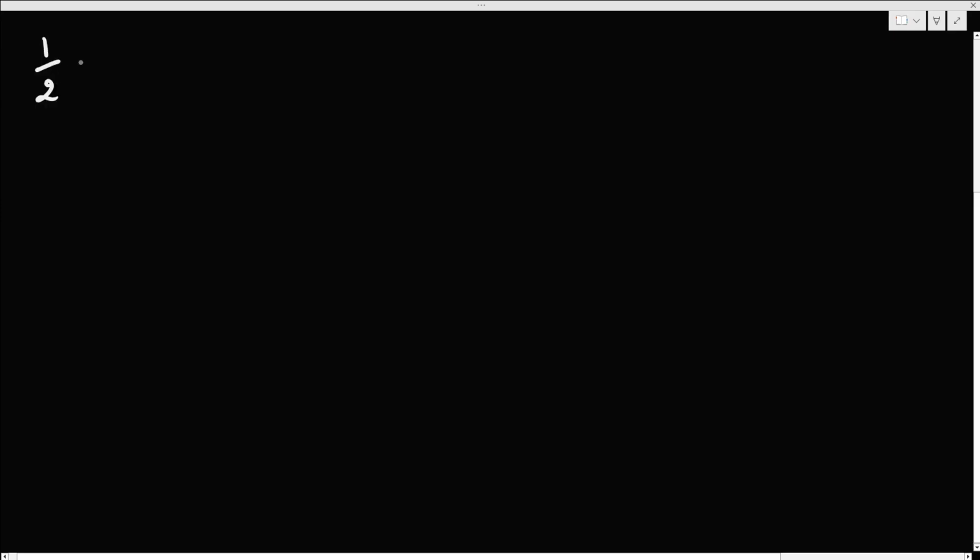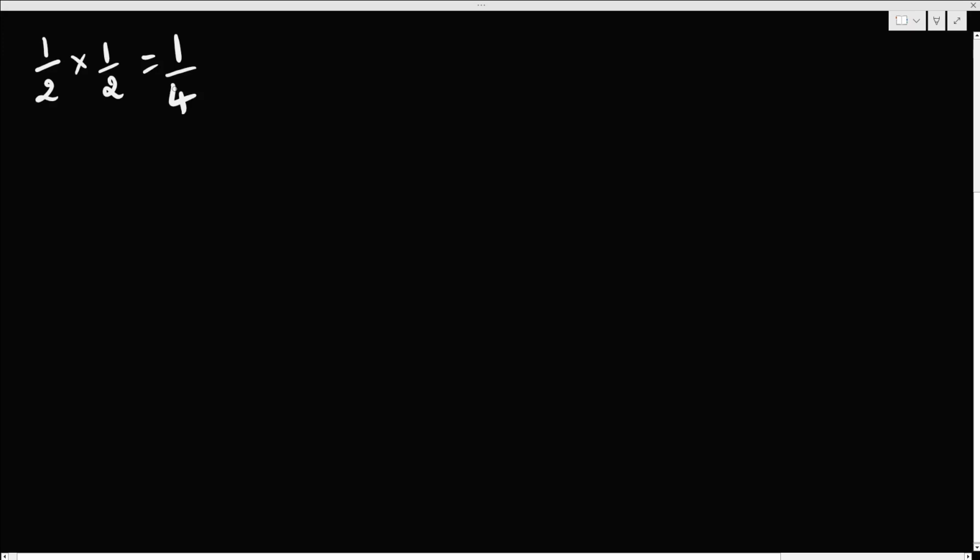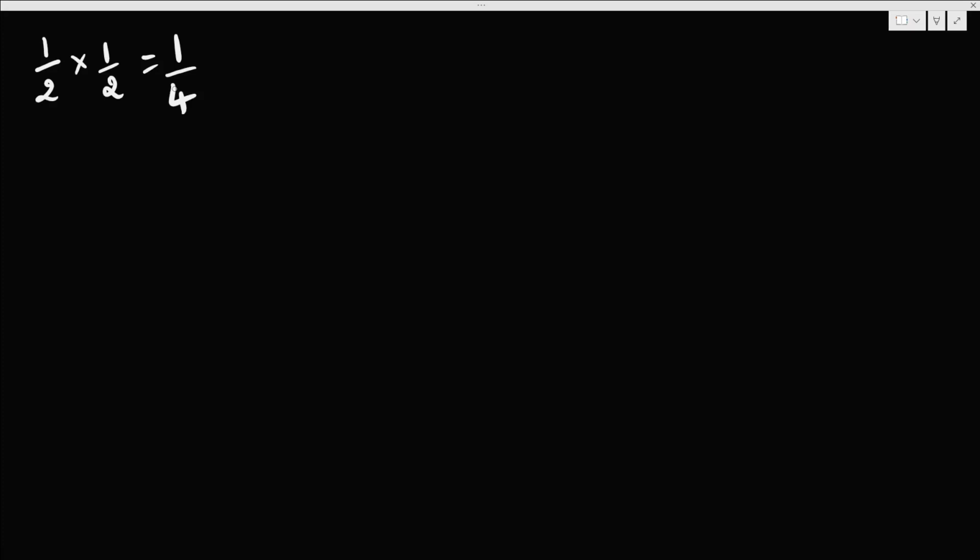1/2 times 1/2 equals 1/4. Wait, multiplication usually makes numbers bigger. Then why did multiplying by 1/2 make it smaller? Today, let's understand what multiplying fractions actually means.